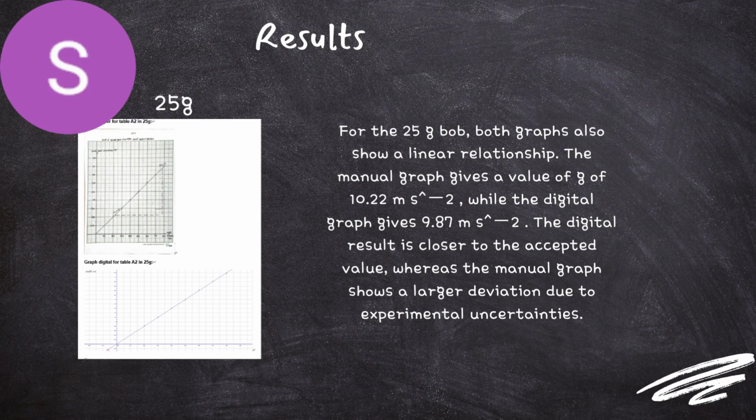For the 25-gram bulb, both graphs also show a linear relationship. The manual graph gives a value of g, which is the local acceleration due to gravity, of 10.22 m/s², while the digital graph gives 9.87 m/s². The digital result is closer to the accepted value, whereas the manual graph shows a deviation due to experimental uncertainties.